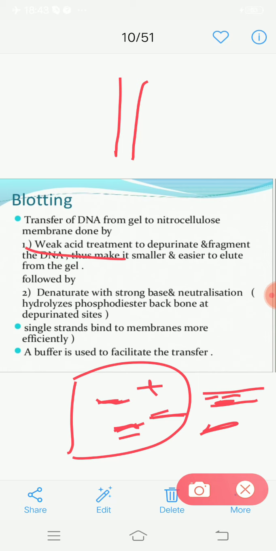After treating with the strong base, what happened? Denaturation of the phosphodiester backbone occurs and it becomes single stranded, so that the single strand can easily bind to the nitrocellulose membrane. And during this, a buffer system is used to facilitate this transfer, or to make this transfer technique easier.